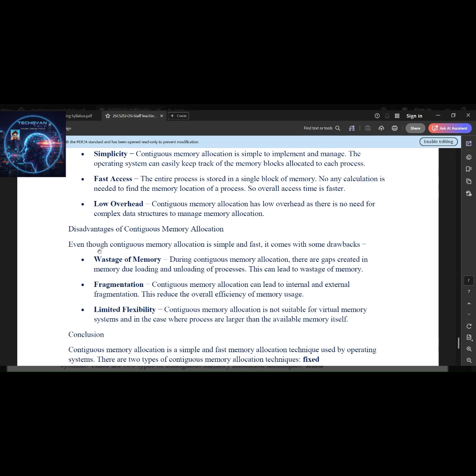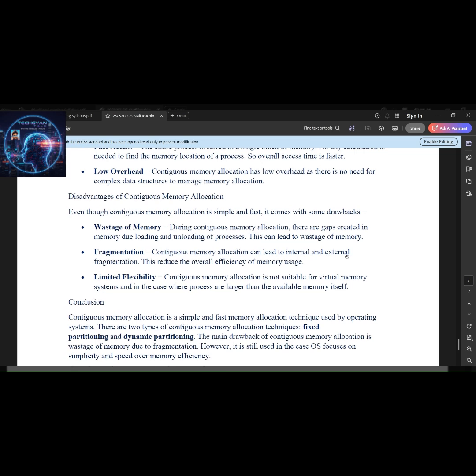Disadvantages of contiguous memory allocation. Even though contiguous memory allocation is simple and fast, it comes with some drawbacks. Waste of memory: during contiguous memory allocation, gaps are created in memory due to loading and unloading of processes. This can lead to wastage of memory. Fragmentation: contiguous memory allocation can lead to internal and external fragmentation, which reduces the overall efficiency of memory usage. Limited flexibility: contiguous memory allocation is not suitable for virtual memory systems and in cases where processes are larger than the available memory itself.